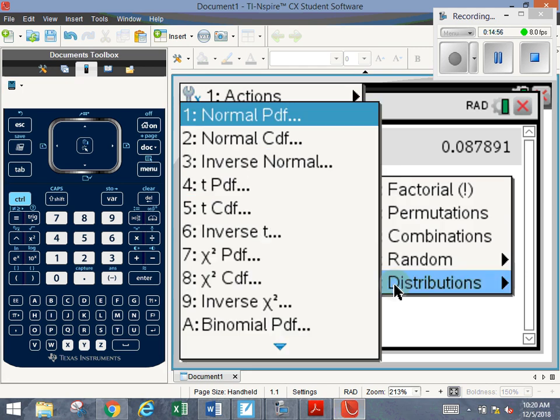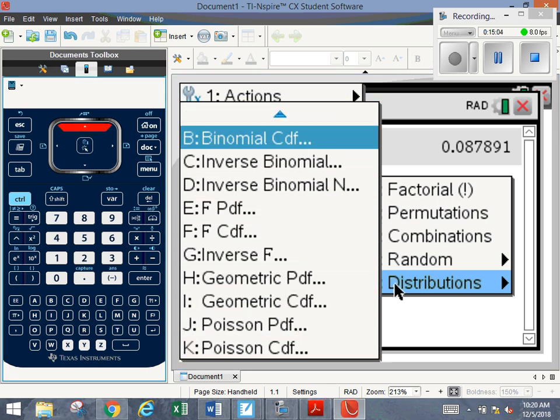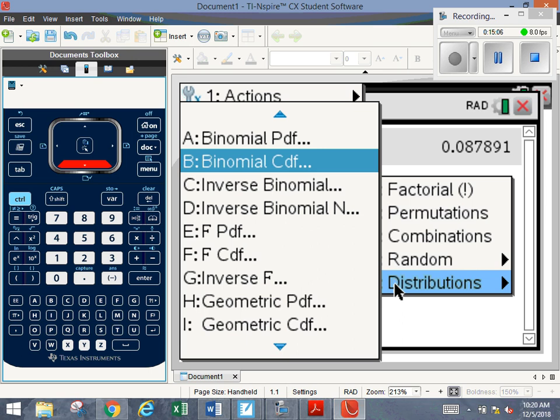distributions, and then we will go... Oh my god, oh my brain. Josh, you have to watch that one that I just did. Binomial CDF. You're gonna freak out.